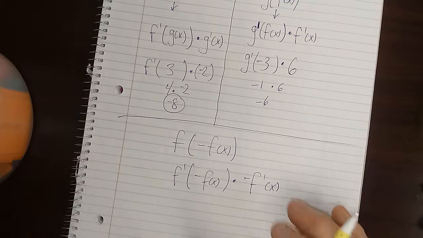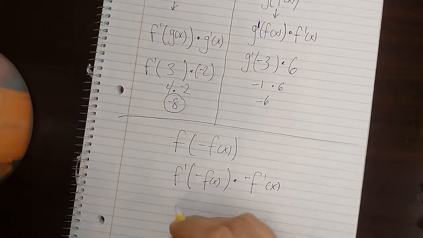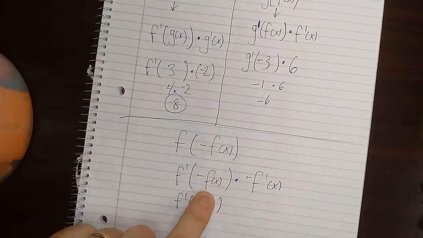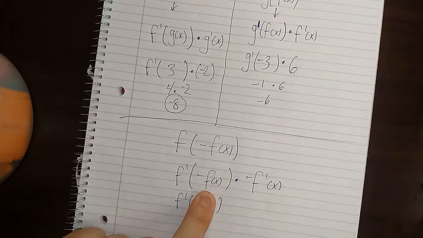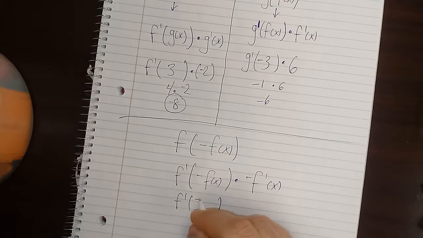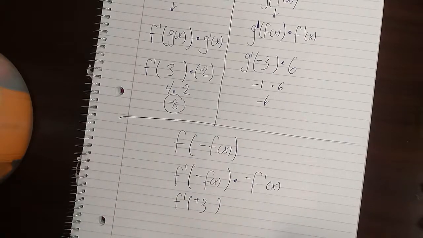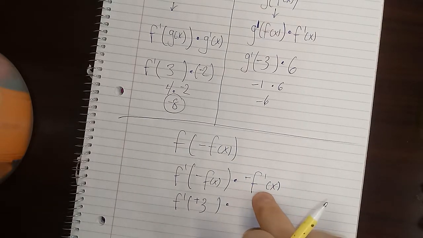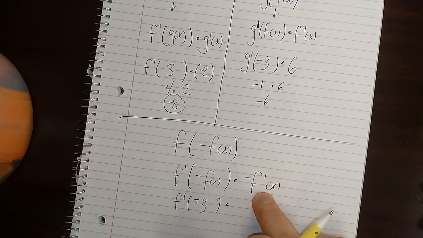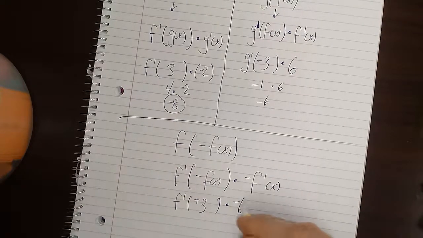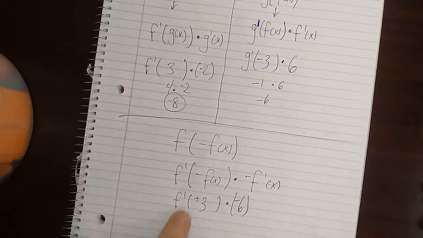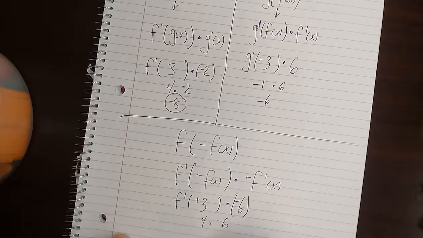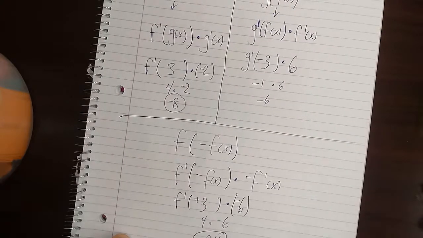And now we have to carefully go inside and plug stuff in. So the outside's not doing anything yet. f prime, leave it alone. f of 2. f of 2 says negative 3. So negative negative 3, which turns into positive 3. And then times negative f prime of 2, which is 6. So times negative 6. And then f prime of 3 is 4. 4 times negative 6, which is negative 24. Okay.